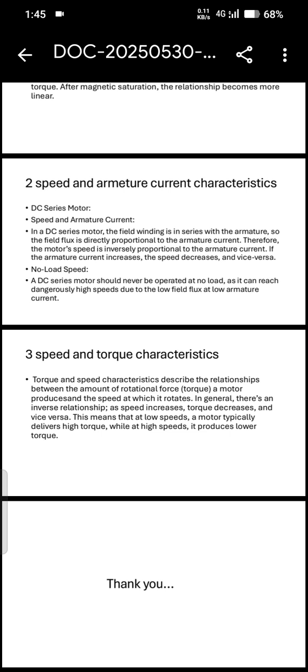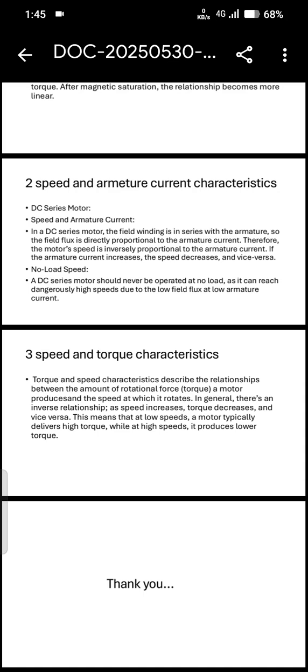No load speed. A DC series motor should never be operated on no load, as it can reach dangerously high speeds due to the low field flux at low armature current. So in this, when the field winding is in series with the armature, the flux is directly proportional to armature current.